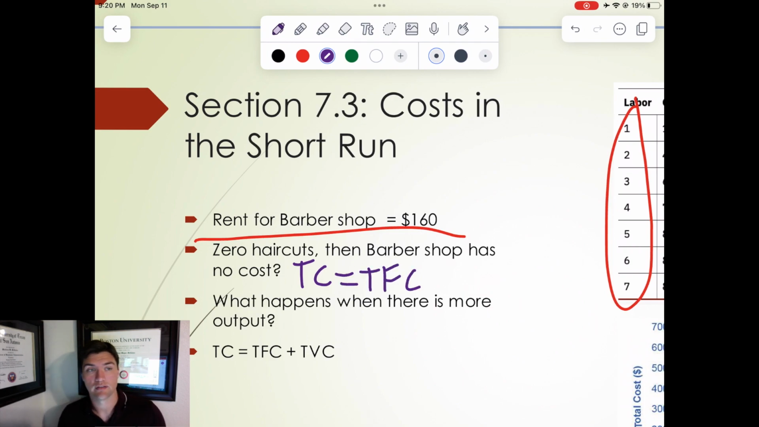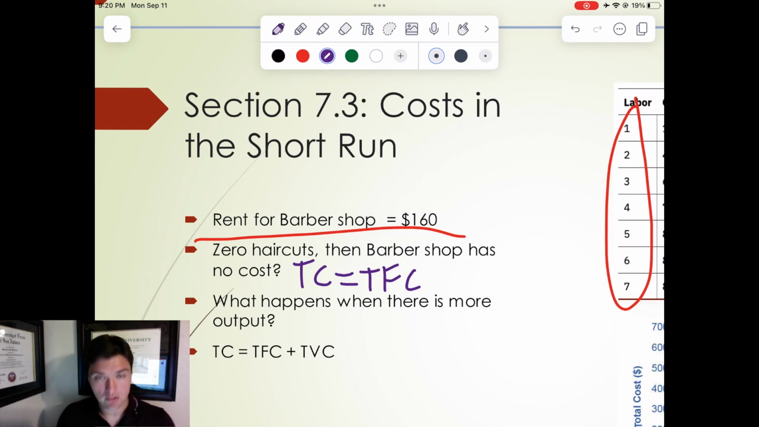The reason is, let's think about pizzas, for example. If nobody comes in to buy your pizza, how many pizzas are you making? 0. But you still have to pay rent for the place. So even if you had 0 pizzas, you still have to pay the rent. So your total cost is going to be equal to the total fixed cost.